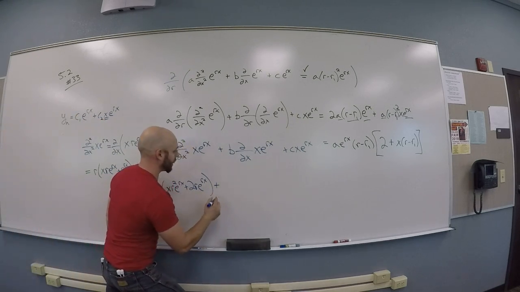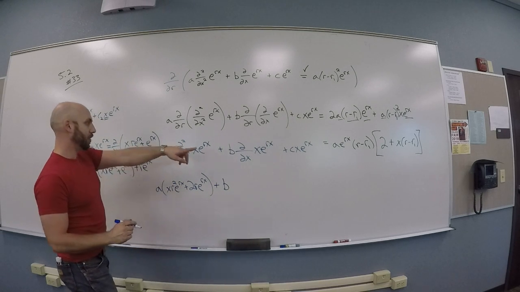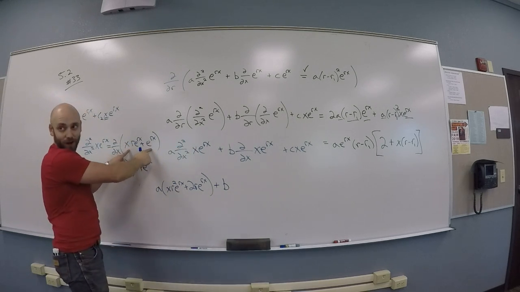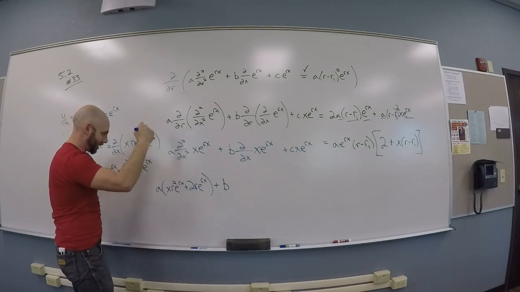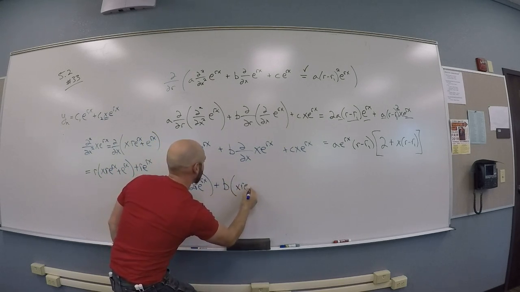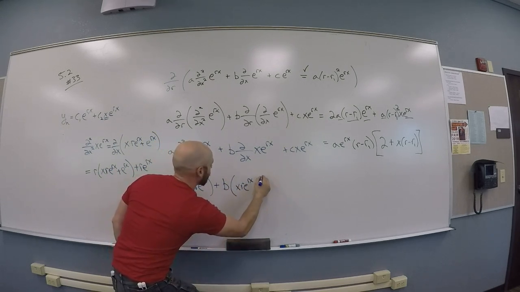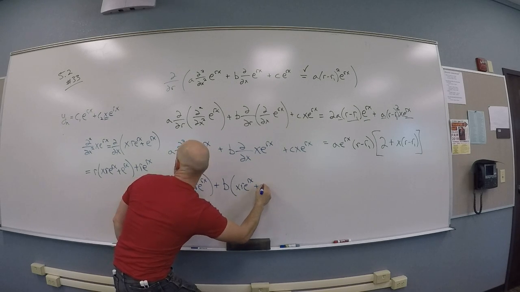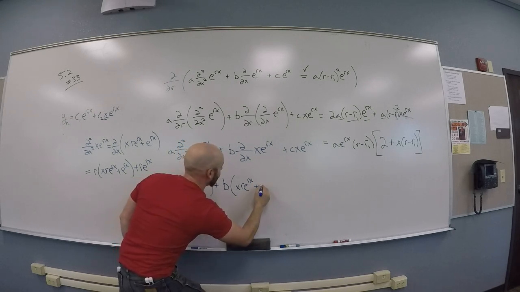And then I have a plus B. Oh, and I know the derivative of that thing. I had to do that over here. So you just plug it in. So you got B times x r e to the rx plus e to the rx.